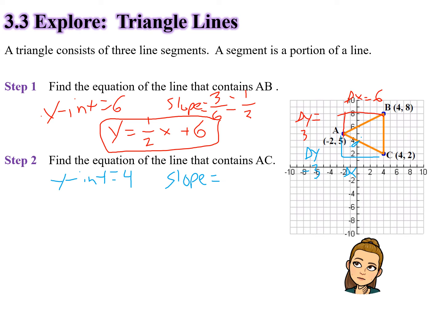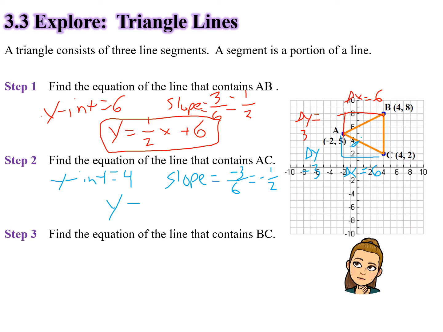My change in x, I go from negative 2 to positive 4 again. So I have a change of 6. This time, my slope is negative 3 over 6. When I simplify, I get a slope of negative 1/2. So the equation of my line looks like y equals negative 1/2 x plus 4.